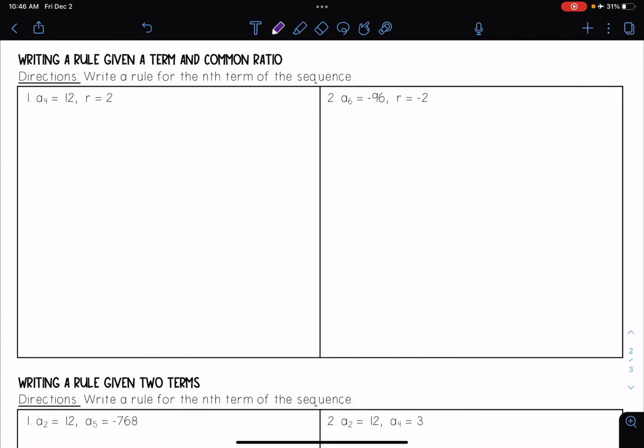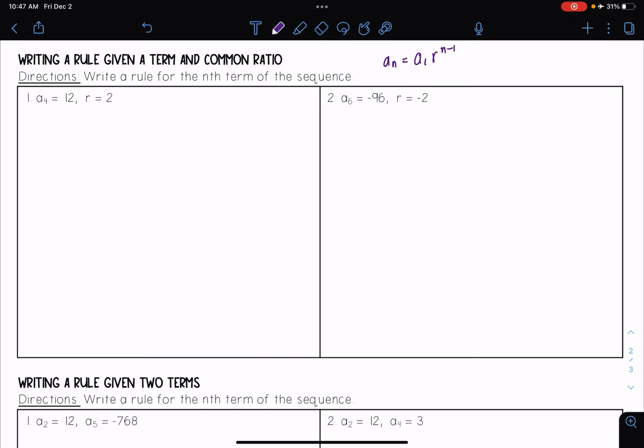In this video, we're going to be looking at writing a rule when we're given a term and a common ratio. And we want to write the rule for the nth term. So we know the nth term of the sequence, to write that rule, that is going to be an is equal to a1 r to the n minus 1. So to write this rule, I need to know what my first term is, the a1, and I need to know my common ratio r.